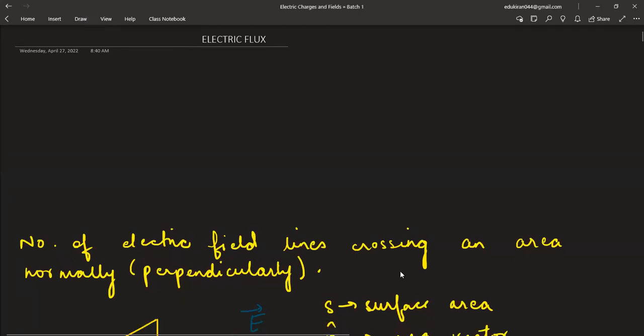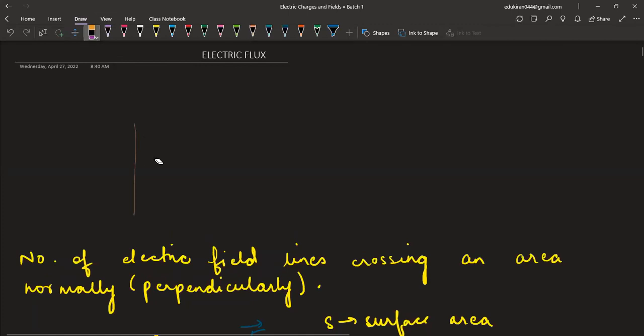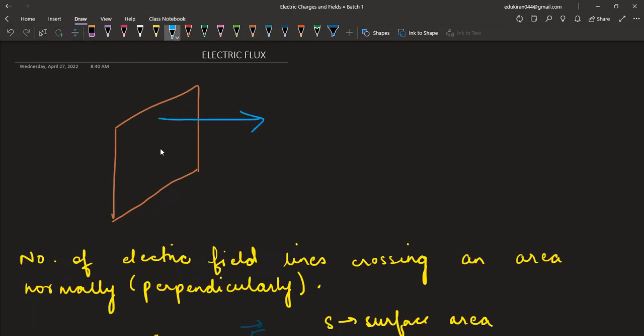See, the number of electric field lines crossing an area normally is called electric flux. It means suppose I have a sheet, and from this sheet one electric field line is passing from here, one is passing from here, one is passing from here. So all these are electric fields.